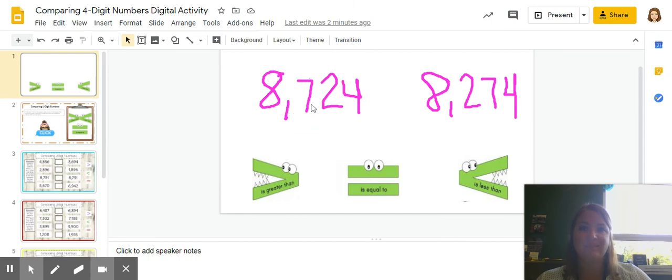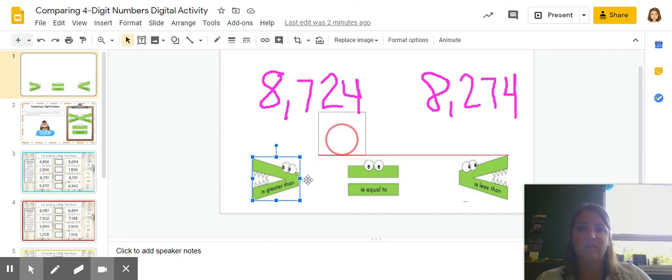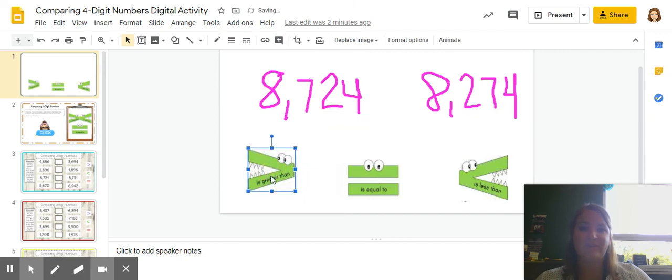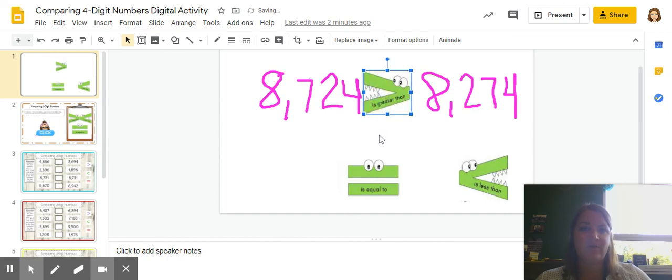So 8,724 is greater than 8,274. So go ahead and put your symbol in between and then get ready to read it with me. 8,724 is greater than 8,274. All right, great job, guys.